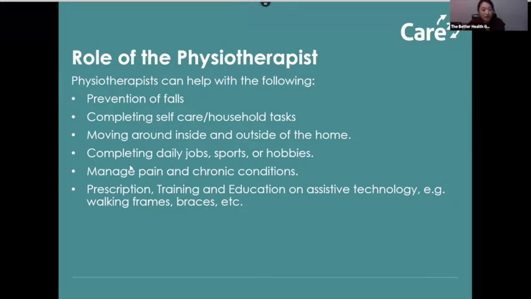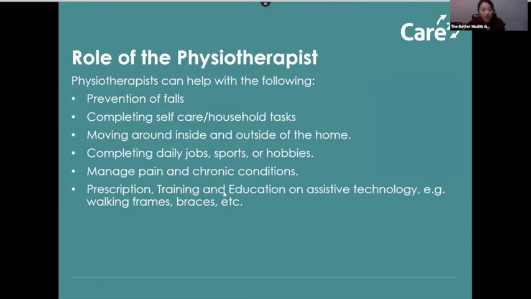We can also help participants move around inside and outside of the home. Again, if they have poor mobility, whether due to poor balance, poor coordination, or being unable to mobilize on stairs or uneven surfaces, particularly in the community. Also, if the participant is completing daily jobs, sports, or hobbies but is limited by reduced strength, endurance, range of motion, or stiffness, it impacts their daily tasks, sports, occupation, hobbies and interests.